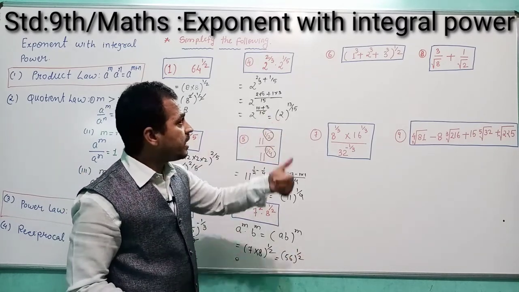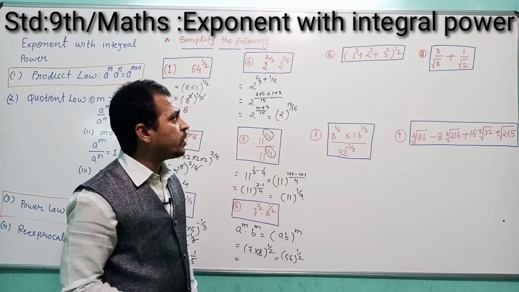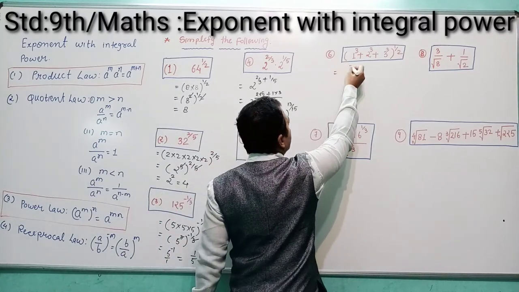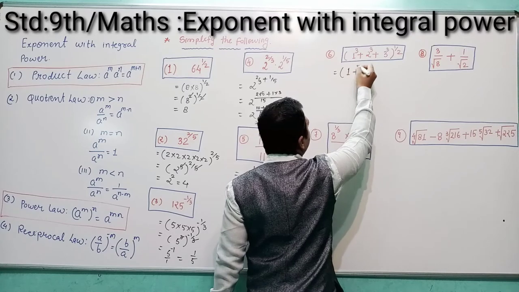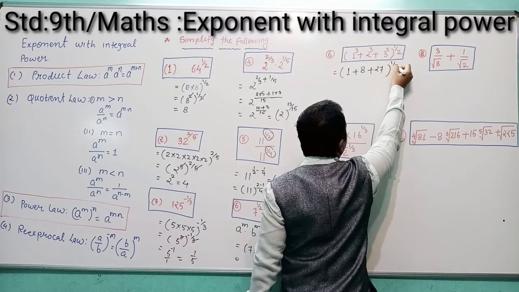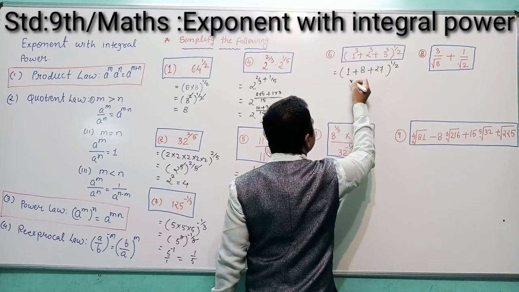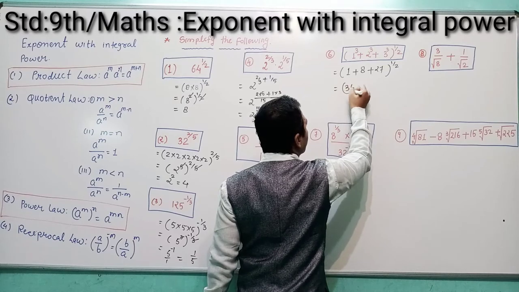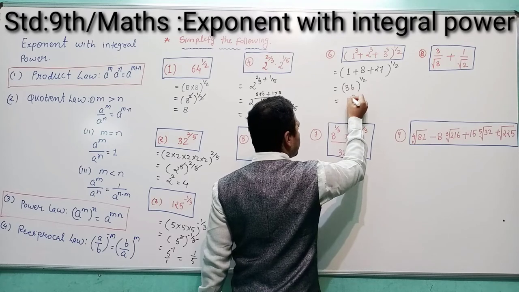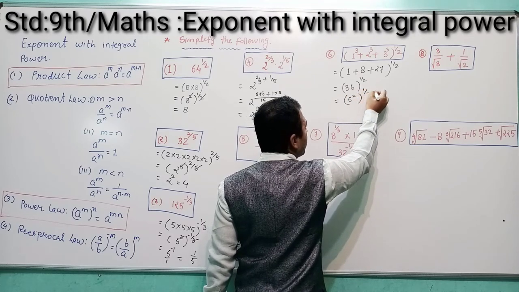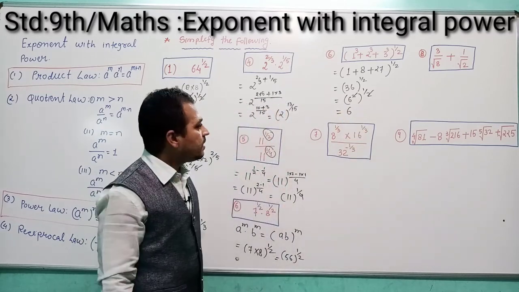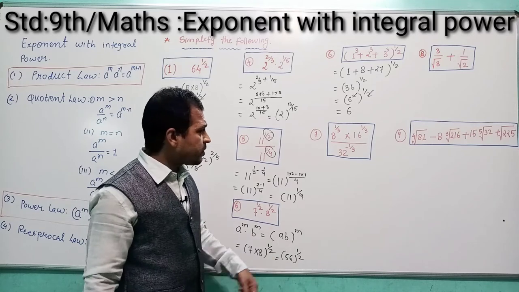Now the next question, students. Here you can see 1 cube plus 2 cube plus 3 cube, whole to the power 1 by 2. So 1 cube is 1, 2 cube is 8, 3 cube is 27, whole to the power 1 by 2. Now add these things. What are you getting? 36 whole to the power 1 by 2. So 36 can be written as 6 square whole to the power 1 by 2. The 2 will be cancelled out. So finally you are getting 6.